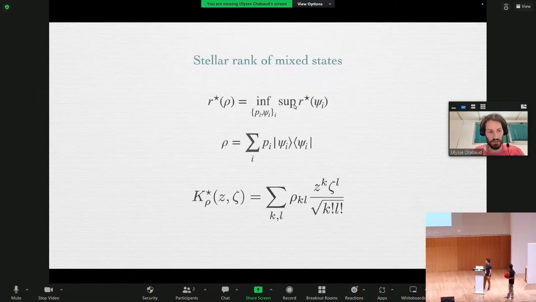And this is a notion that usually is very hard to compute. If you give me a mixed state, it's in general very hard to compute the Schmidt rank. It's very hard to compute the stellar rank. But in the case of the stellar rank, you have ways of computing witnesses, so you have ways of at least getting good lower bounds on those quantities, even if those are mixed states.